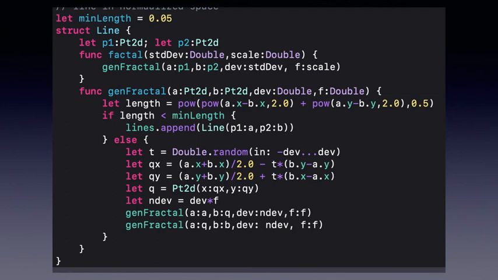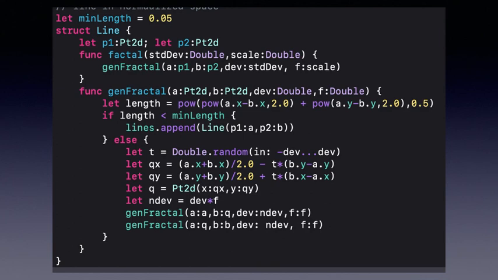Else, we're down in recursion. We need the displacement. And the way I get that is I call a function called random on the double type. And I want something that varies between the negative of the deviation and the positive of the deviation. Now I want to calculate the point Q. And we've seen this in the previous diagram. I'm effectively creating an M, and I'm figuring out what the displacement from M is for that point Q.